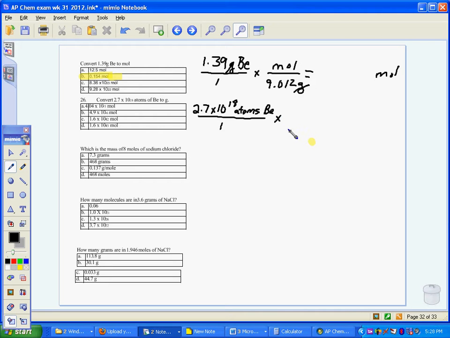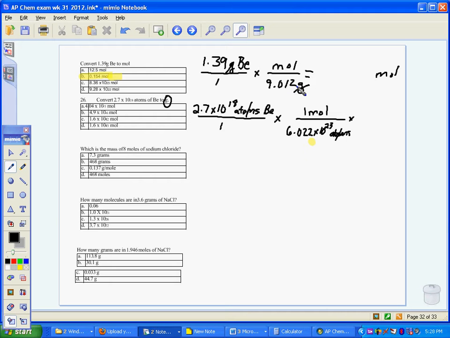So I'm not going to sit here and think, do I want to multiply or divide? I'm just going to say, what do I want on top? I want atoms to be on the bottom so I can cancel it. So I'm going to say 6.022 times 10 to the 23rd atoms are in 1 mole of anything. Okay, and then I'm left with mole here. I'm not done yet because I want to convert it to grams.